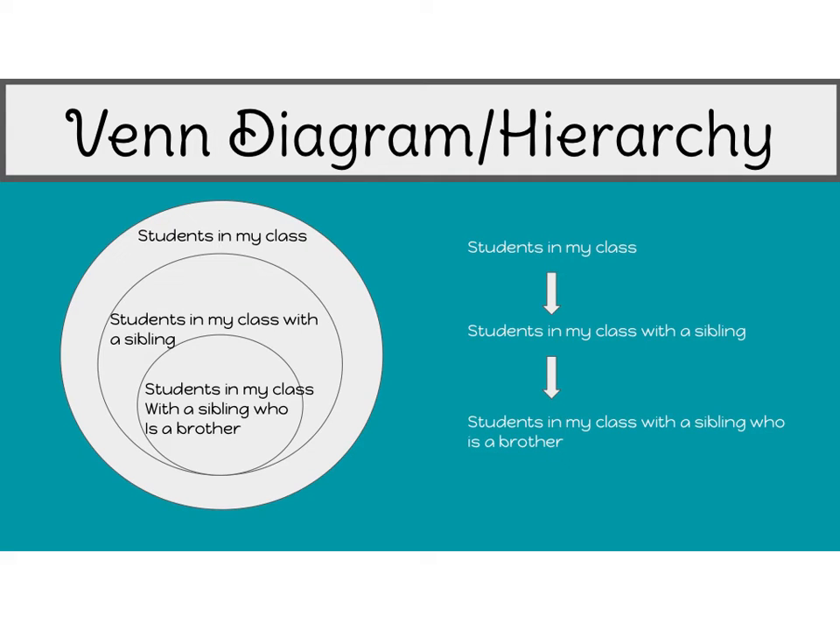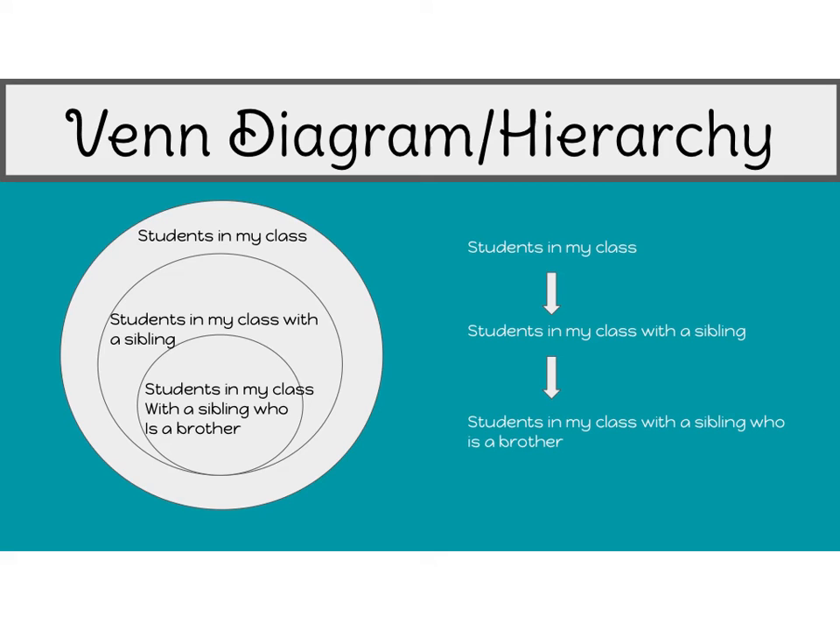So notice on the Venn diagram, we have students in my class with a sibling, and students in my class with a sibling who is a brother. Okay? On the right, we have students in my class with a sibling, students in my class with a sibling who is a brother. Now notice that we're starting with a very broad topic or property or attribute, and we are narrowing it down to very specific attributes or properties.